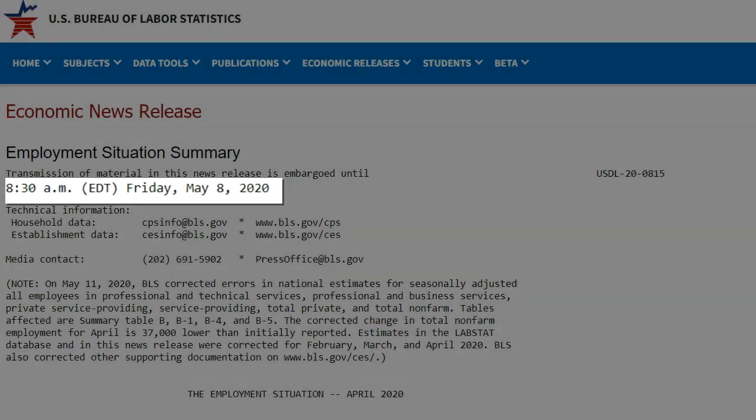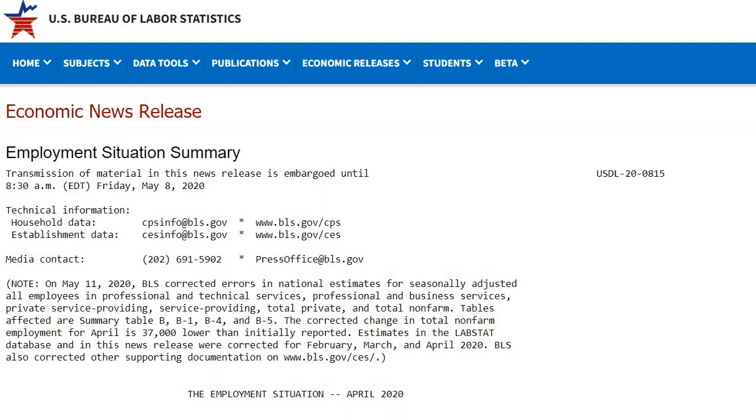It's important to keep in mind that the reference week is when they do the survey and get all of the data. This is whichever week the 12th happens to fall on. So that's a snapshot of the data. It's not some comprehensive look at the entire month.